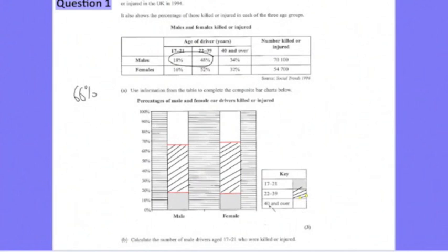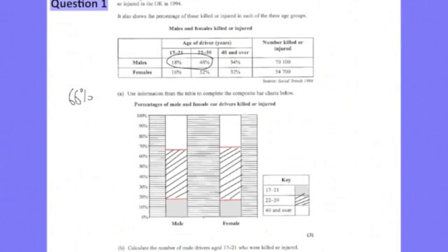And then for the last section, 40 and over, I'm going to leave this one blank, and that's the same here in the composite bar chart. We're then asked to calculate the number, not the percentage, the number of male drivers aged 17 to 21 who were killed or injured. So we're going to need to use the percentage from our table here.